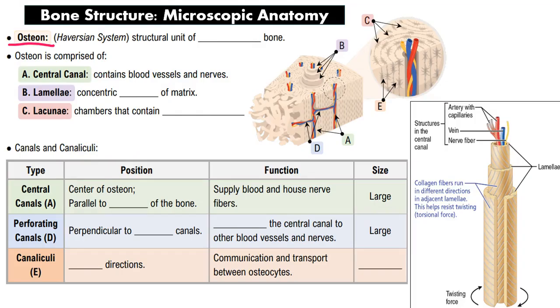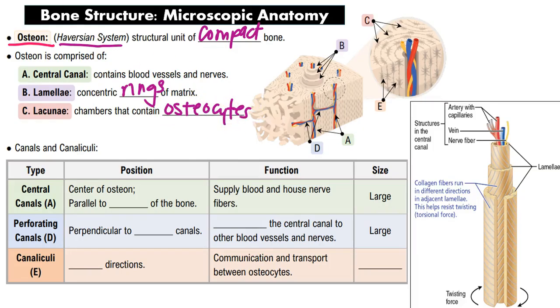So an osteon, or you can always see it called a Haversian system, is a structural unit of compact bone. Okay, compact bone. Now an osteon is going to be comprised of three things: the central canal, lamellae, and lacunae. Now let's talk about the central canal. This is going to contain all of our blood vessels and nerves. The lamellae are going to be our concentric rings of the matrix. And of course, the lacunae are chambers that contain osteocytes.